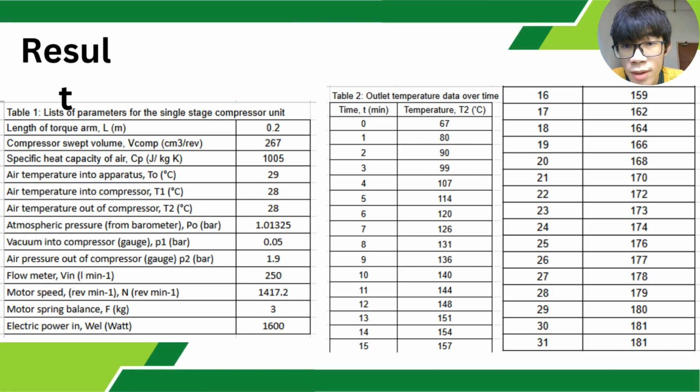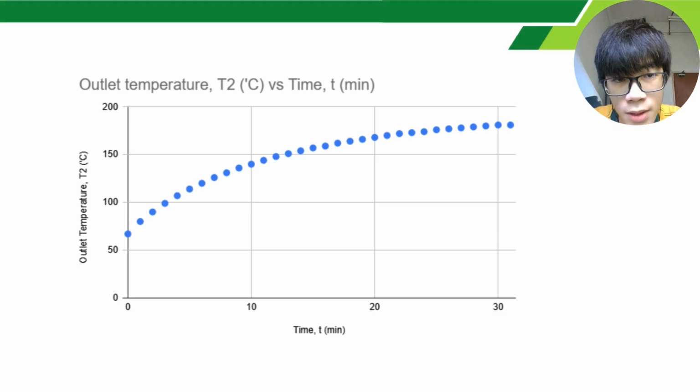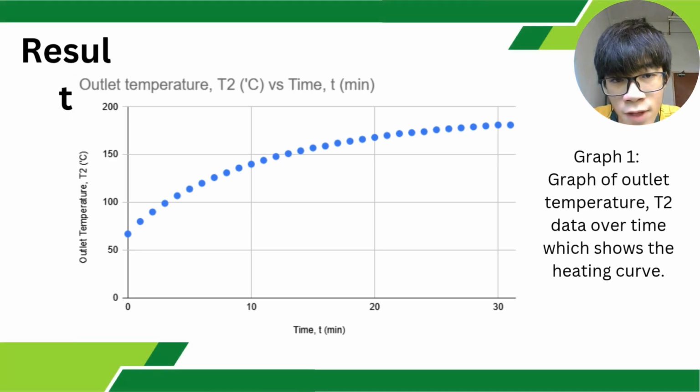Table 1 is a list of the parameters for the single stage compressor unit. We record all the initial data in this table. Table 2 is the outlet temperature data over time. We record the temperature T2 every 1 minute until it reached a constant value, which is at 30 and 31 minutes. After we obtain the data of table 2, we can draw the graph of the outlet temperature T2 over time, which shows the heating curve.